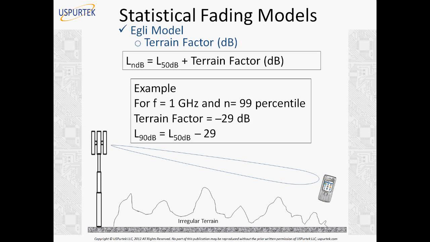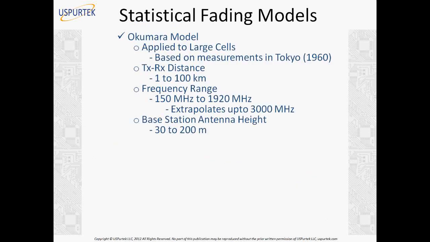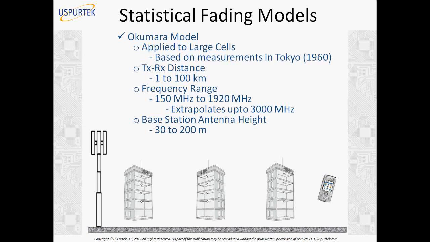So it's also a very practical model, can be applied to many situations and has been applied in the past. Now let's move on to the more well-known Okumura model. Okumura was a Japanese scientist who was the pioneer in applying these RF propagation models to wireless communication systems. He applied this to large cells based on measurements in Tokyo in 1960. Transmit-receive distance is up to 100 kilometers. The frequency range is 150 megahertz to 1920 megahertz, and you could extrapolate up to 3000 megahertz too. Base station antenna height is up to 200 meters.